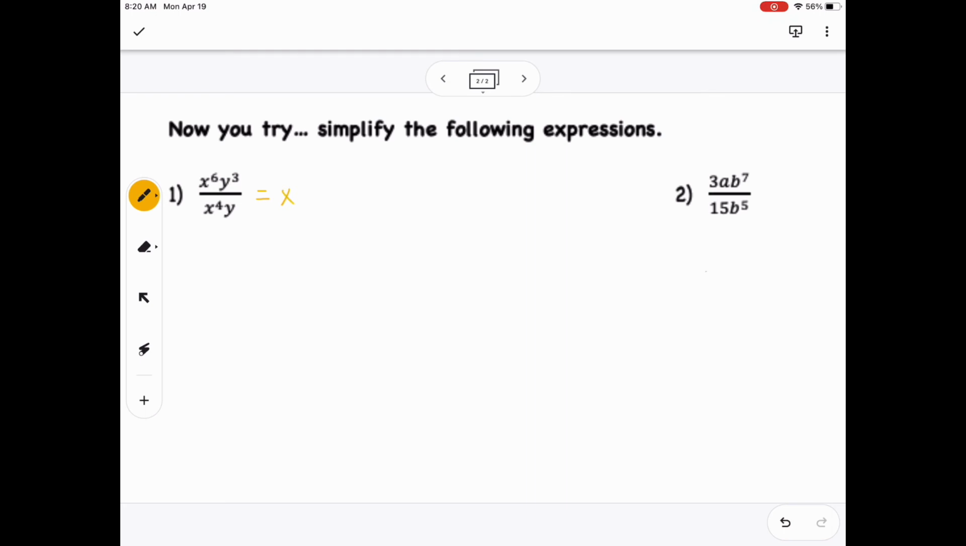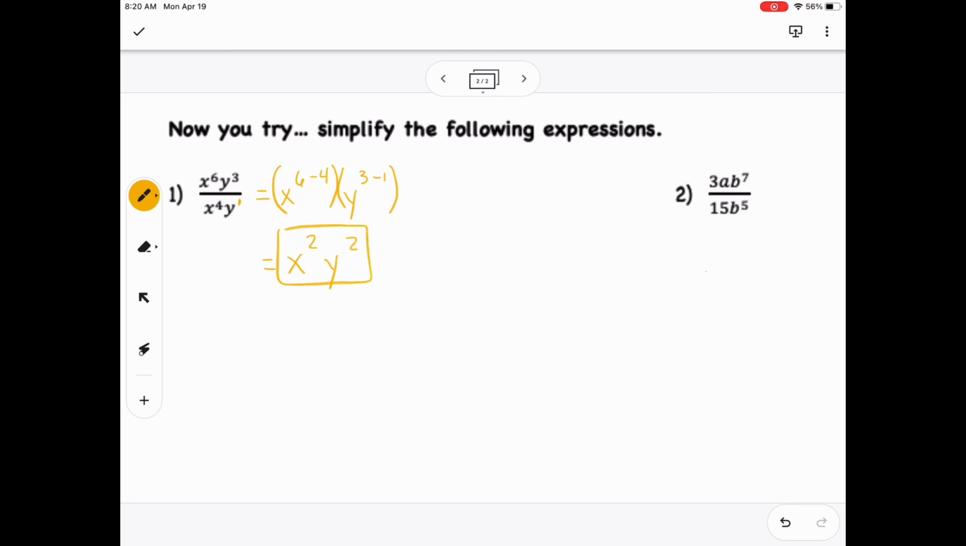Number 1 here, we want to combine our like bases and subtract their exponents because of the division. So then I'd have x to the 6 minus 4 power and y to the 3 minus 1 power. That gets me x squared times y squared.